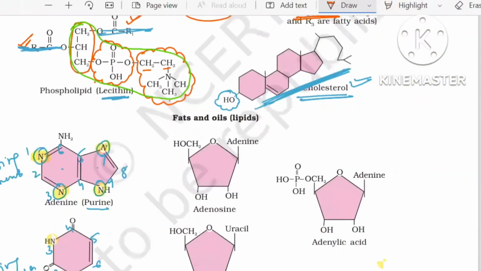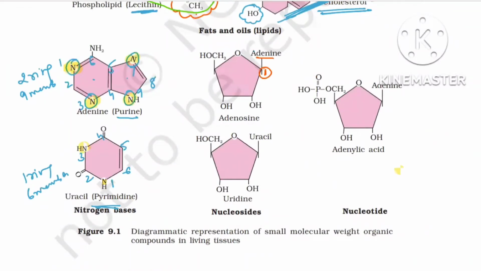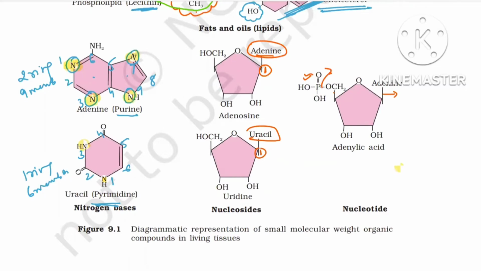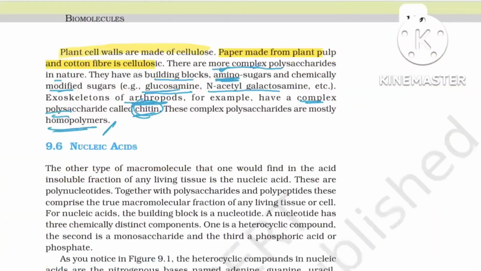Now, if you see in the diagram, see here at the first position, nitrogenous base is attached. Here also first position, nitrogenous base is attached. And at the 5th position, phosphoric acid is esterified. So this bond, you remember, it's an N-glycosidic linkage, and this is your phosphoester. Clear, beta?